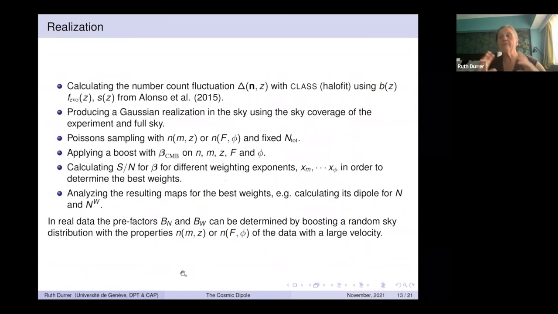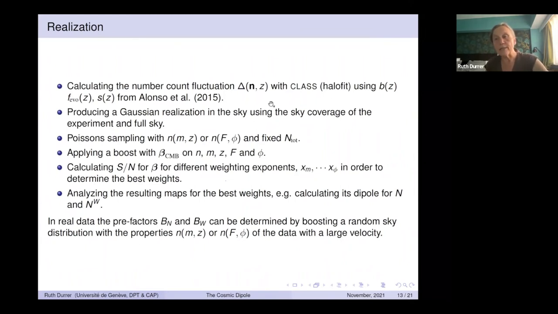Now we made a simulation to find what are the best weights to use, which give us the highest signal to noise. And then we simulated how well we can reconstruct beta from these best weights. So let me take you through this and explain how we did this, what we did exactly.